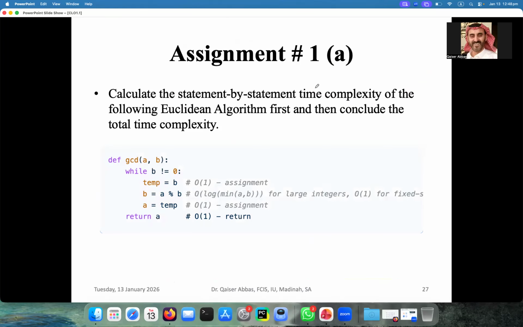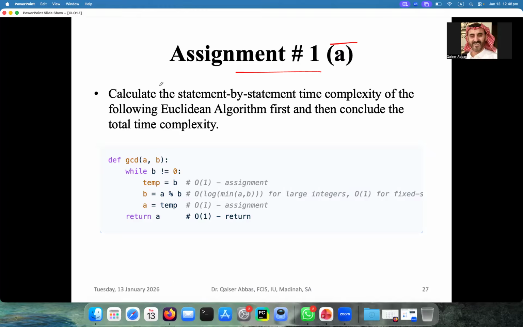I will upload this assignment, this is assignment number 1, part A. Then assignment number 1, part B will also come. When all the parts are completed, then I will upload this assignment on the Blackboard, and then you have to submit it within the deadline.